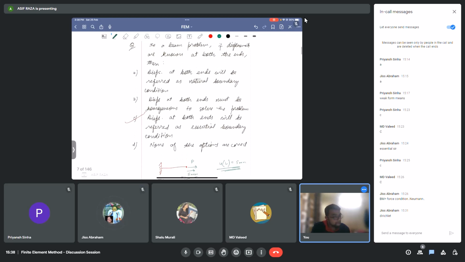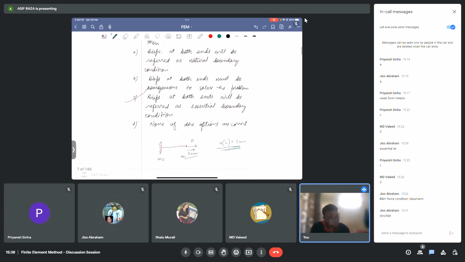Okay. I think you are confusing it with the weight function, where I said that the weight function should satisfy the homogeneous counterpart of the essential boundary condition. So don't confuse that with this. This is displacement, the actual displacement. Okay, got it.